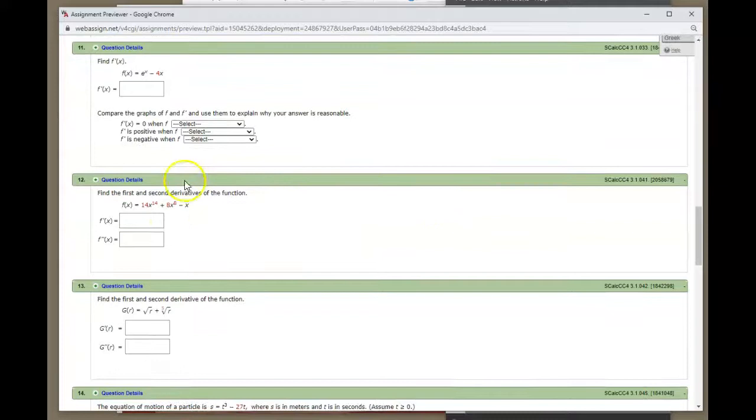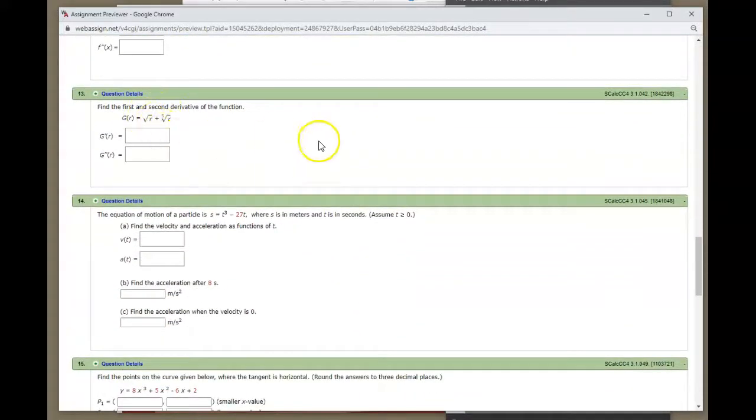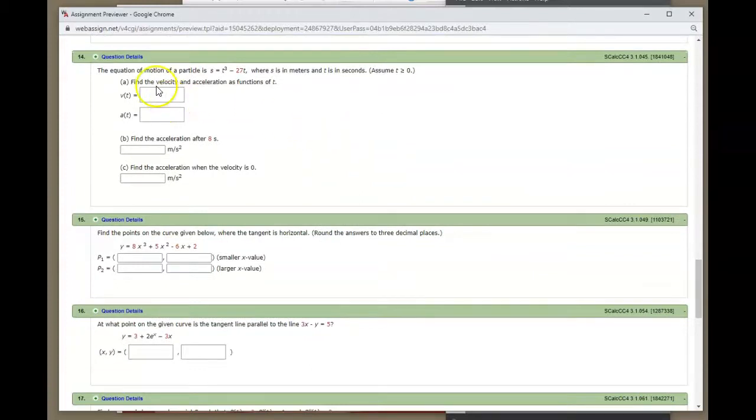Down here they're going to ask you for first and second derivatives. You'll have to rewrite this first. They want the velocity and the acceleration. So the velocity is just the first derivative, and the acceleration is the second derivative. And the second, they ask you to find the acceleration. That means put it in. Here they say when the velocity is 0. So you set the velocity to 0 and get the t, then put that t back in the acceleration.